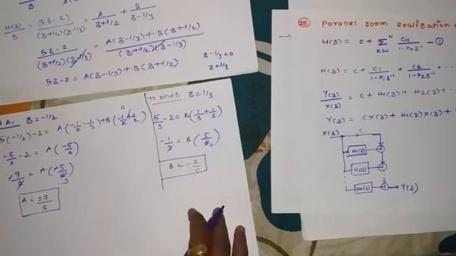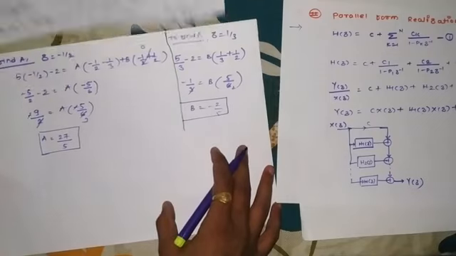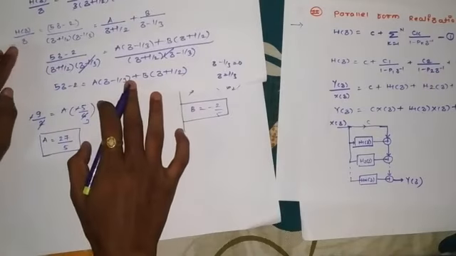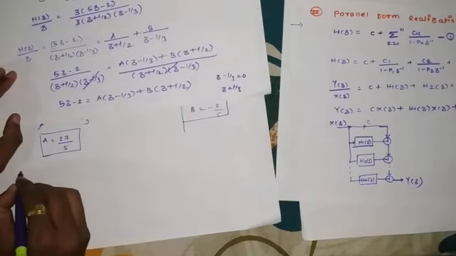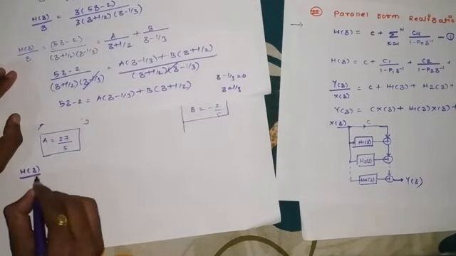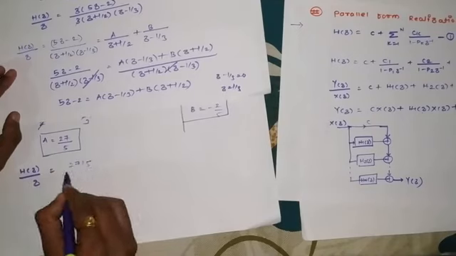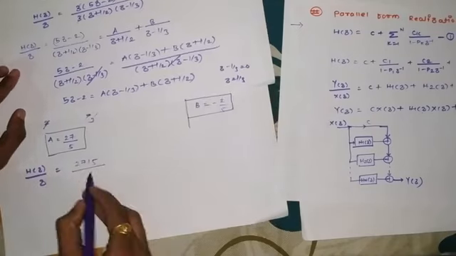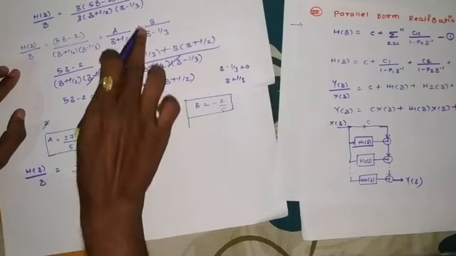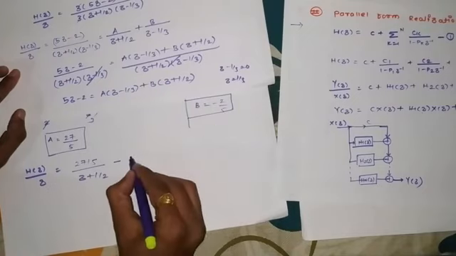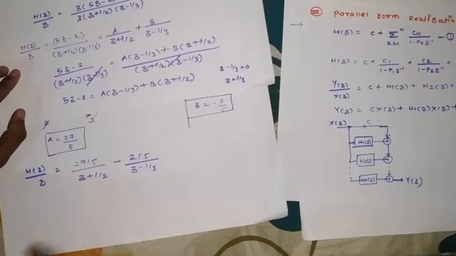Now once you have got these coefficients, we come to this equation, H(z)/z is equal to A over this one. So I'm writing this term here: H(z)/z is equal to A, which is 27/5, divided by (z + 1/2), minus, since B's value is -2/5, this is minus (2/5) divided by (z - 1/3).